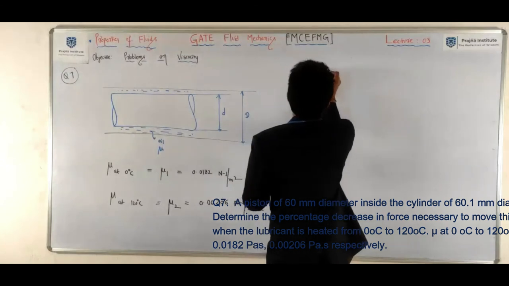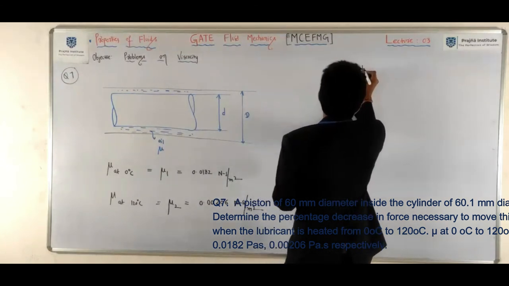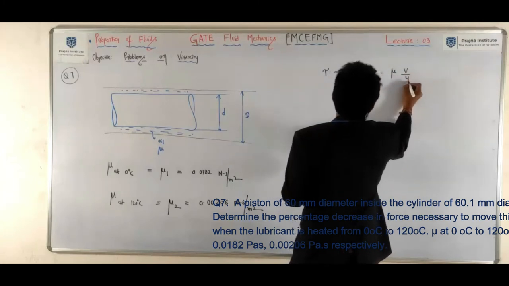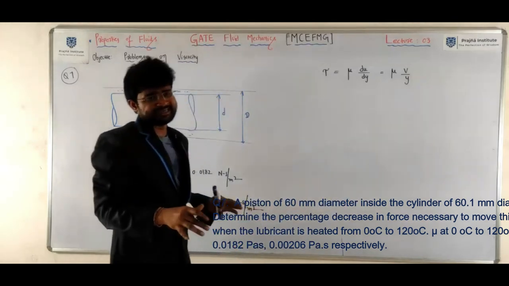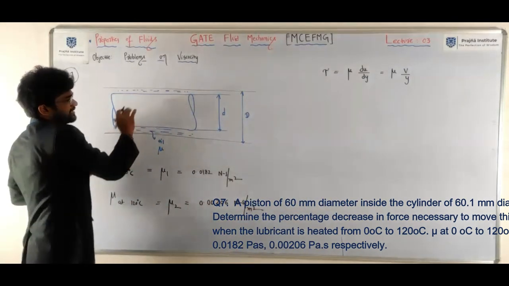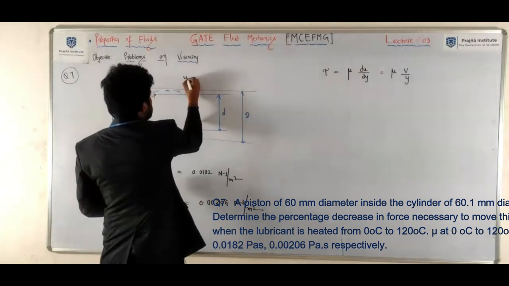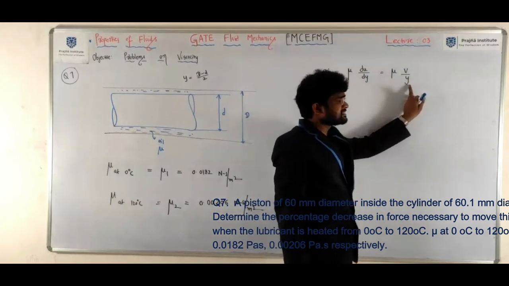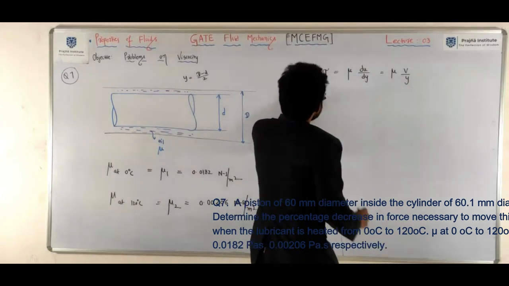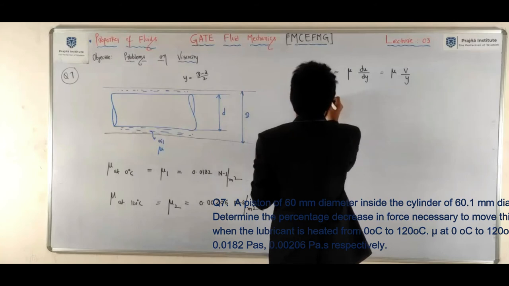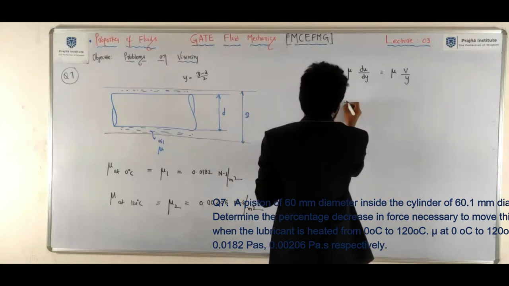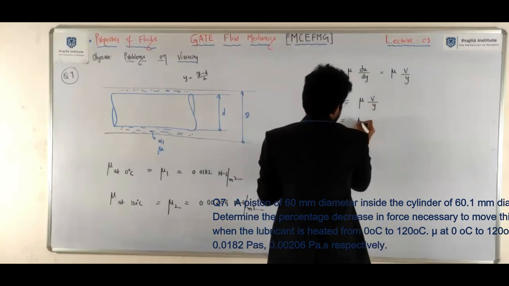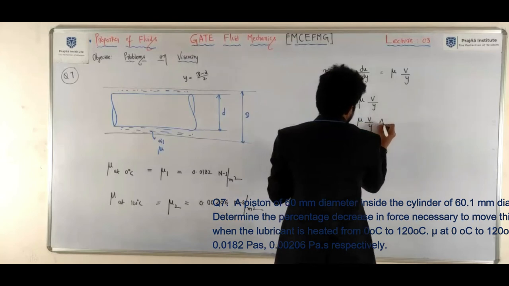Here tau is equal to mu into du by dy, which is equal to mu into v by y. Everything is the same: the system, velocity, clearance. What is the clearance here? D minus d by 2. Velocity is same, clearance is same. Now the only thing varying is viscosity. F by A is equal to mu into v by y. Finally, F is equal to mu into V by Y into A.